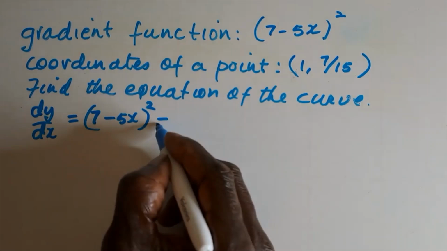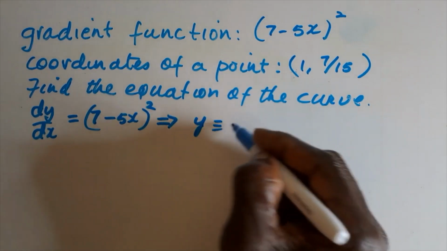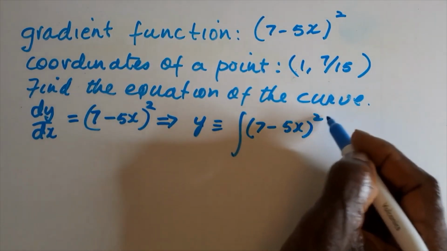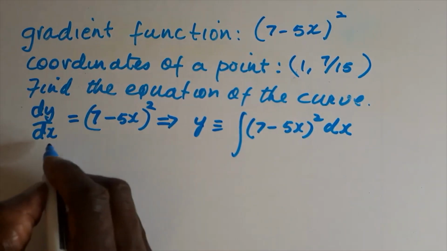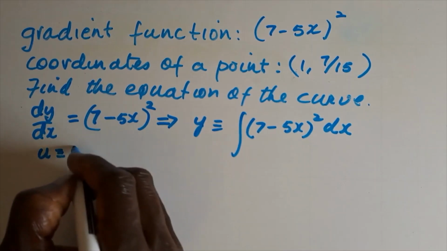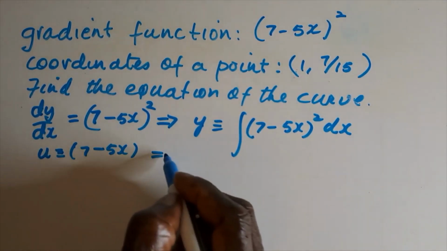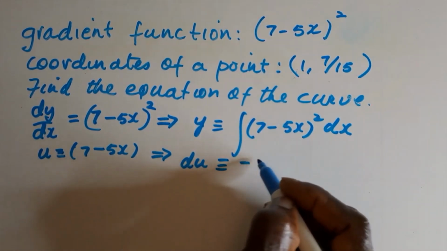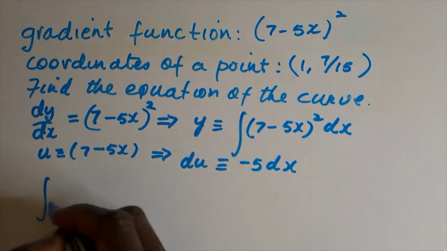So this implies that to find y, we just need to integrate (7 minus 5x) squared dx. Now we'll use a substitution here to make it easier. So we'll be using u equivalent to 7 minus 5x, which implies that du is equivalent to minus 5 dx.